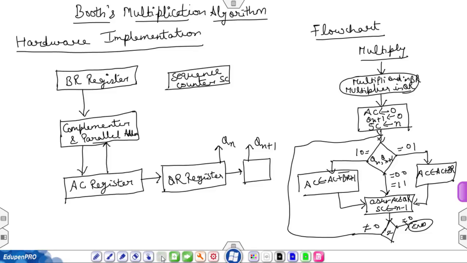In this lecture we are going to discuss Booth's multiplication algorithm. In the previous lecture we discussed the simple multiplication algorithm. Now what happens in Booth multiplication algorithm? Booth gives a procedure for multiplying binary integers in signed 2's complement representation.